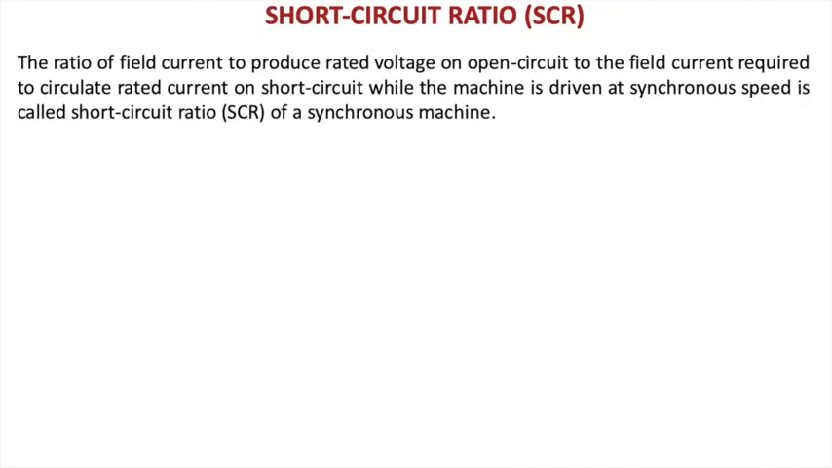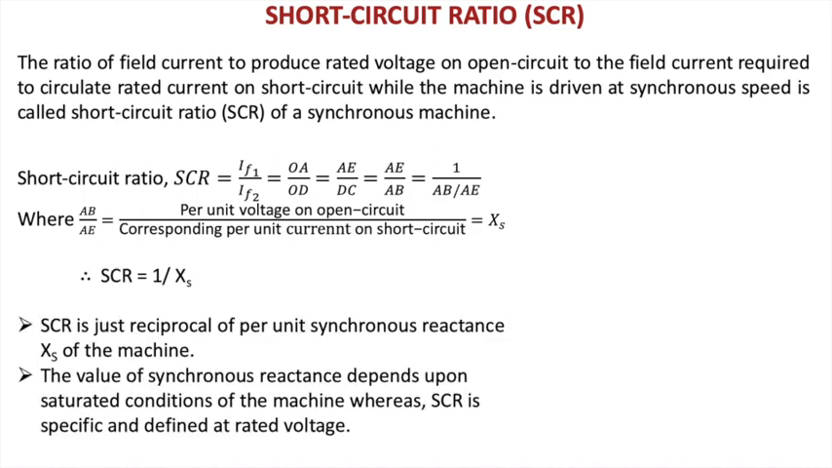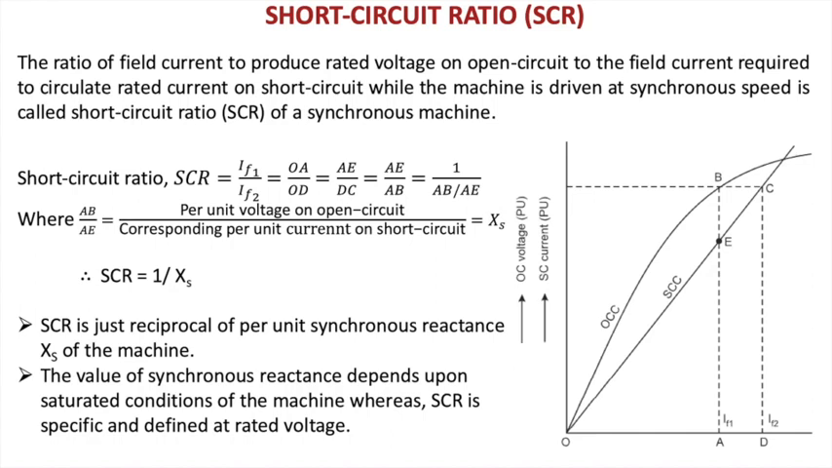Now what is the SCR? Because this is a common thing which is being used for the rating of the generators. The short circuit ratio is an important terminology for synchronous generators. It is the ratio of the field current to produce the rated voltage on open circuit to the field current required to circulate the rated current on short circuit condition while the machine is driven at synchronous speed, and is known as the short circuit ratio of a synchronous machine. So we'll just try to have the graph, and this is your graph.